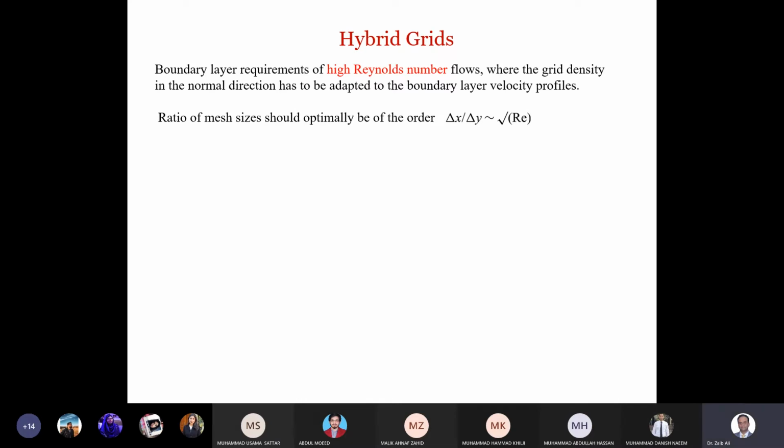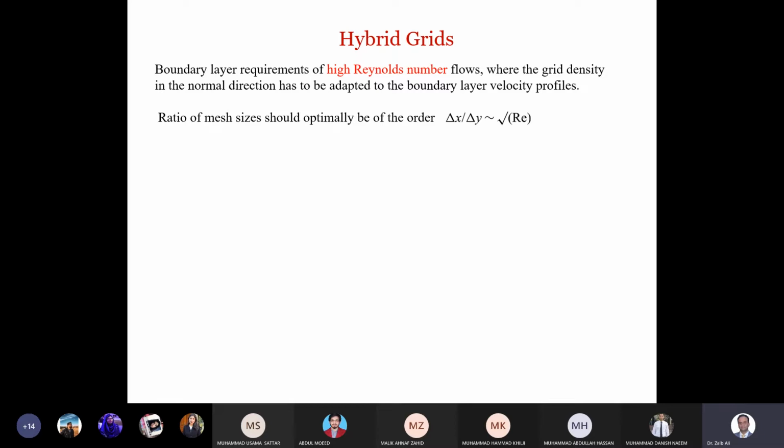Okay, we can have hybrid mesh as well, which is a combination of both structured and unstructured mesh. And why do we need hybrid mesh? One of the main disadvantages of unstructured mesh is the loss of accuracy. It's generally less accurate than the purely structured mesh or Cartesian mesh.